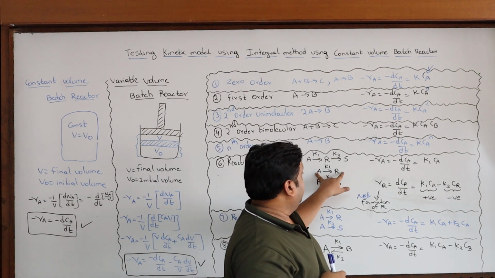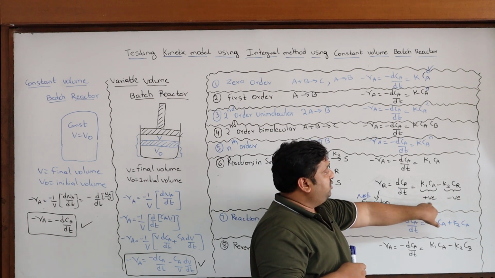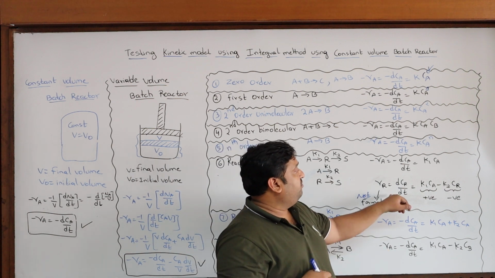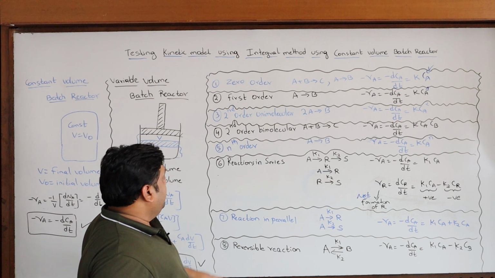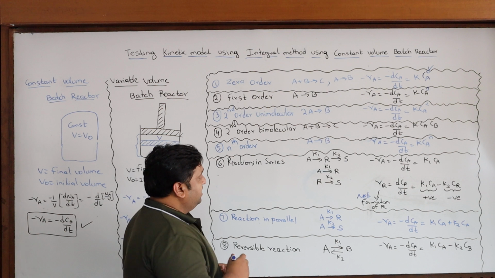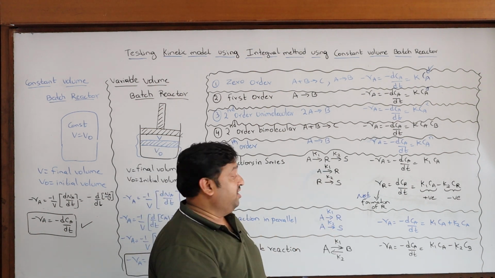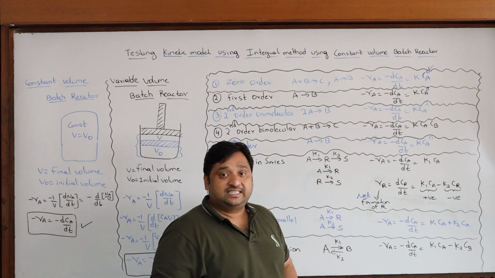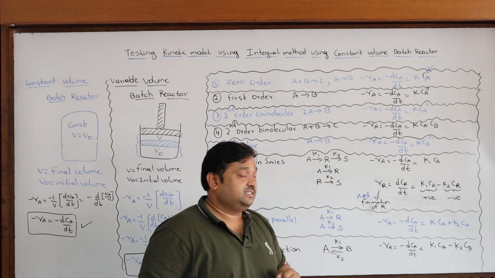The first reaction is helping, the second reaction is not helping. So the one which is helping is positive, and the one which is decomposing is negative. These are the things we are going to discuss at that position. And the other category is reactions in parallel. That means there are two reactions going simultaneously. A is forming R as well as A is forming S.